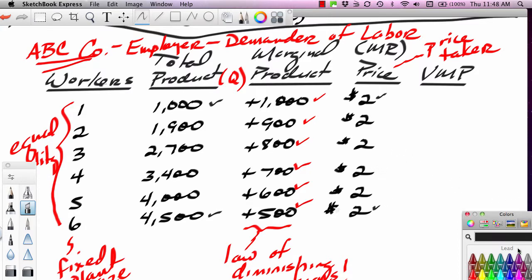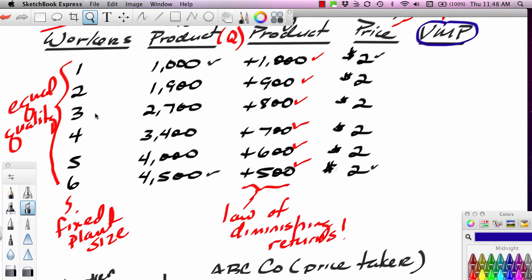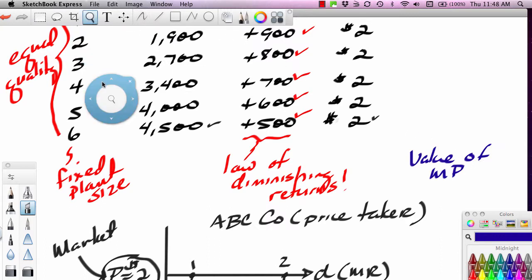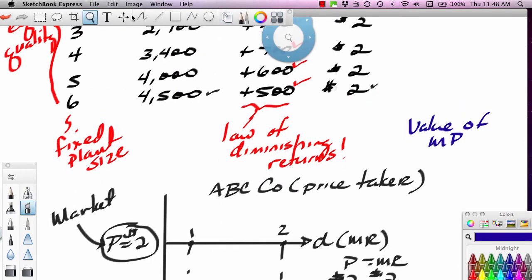Now, the new concept we want to introduce at this point is something called VMP. I'm going to go down below. I didn't leave myself room up above. So what is VMP? It's the value of marginal product. How do you calculate it? Value of marginal product is equal to what? It's equal to the price times marginal product.